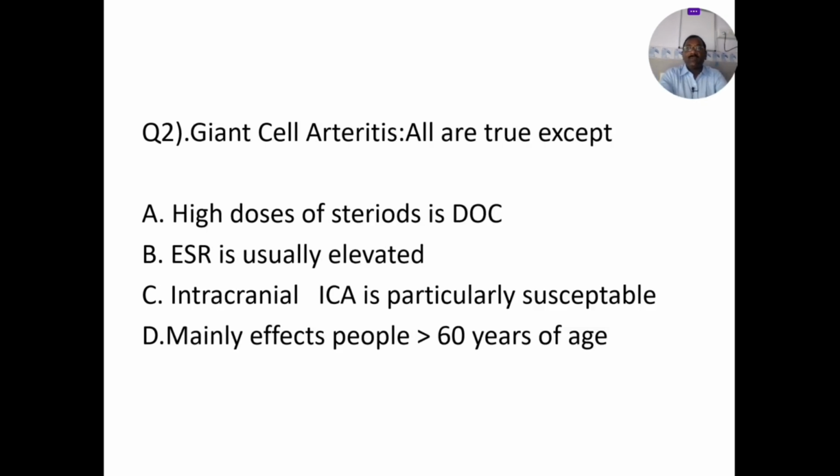C-ANCA. Giant cell arteritis. All are true except high doses of steroids is the drug of choice. ESR is usually elevated. Intracranial ICA is particularly susceptible. Mainly affects people more than 60 years of age. C. It is the extracranial internal carotid artery, not the intracranial. It is the extracranial, the temporal artery. Okay. So giant cell arteritis, the drug of choice is steroids. ESR is very much elevated. Age more than 60 years.